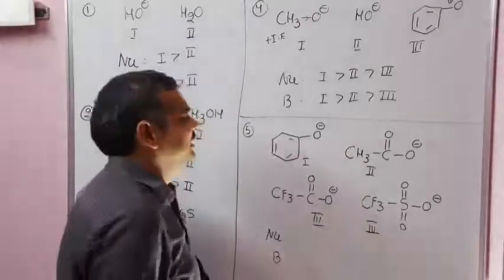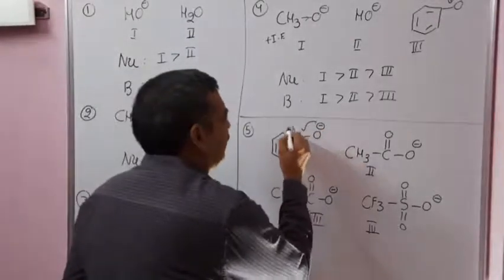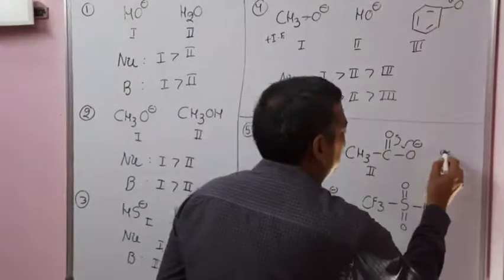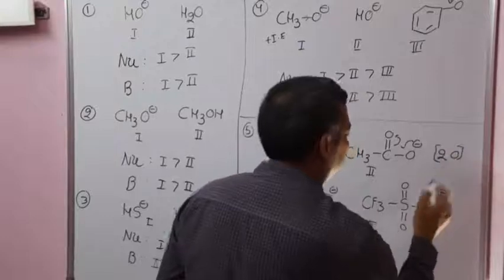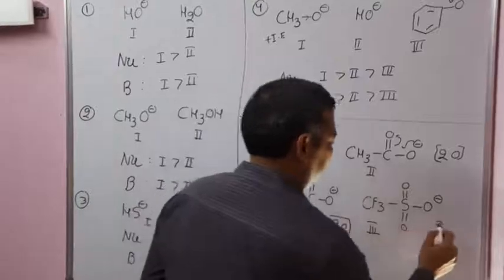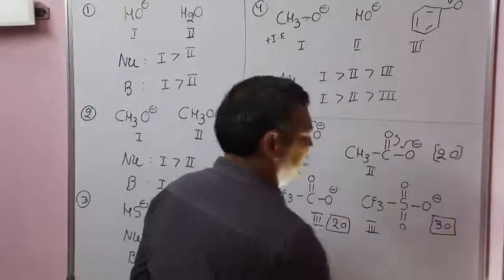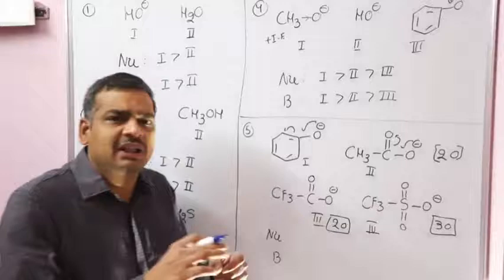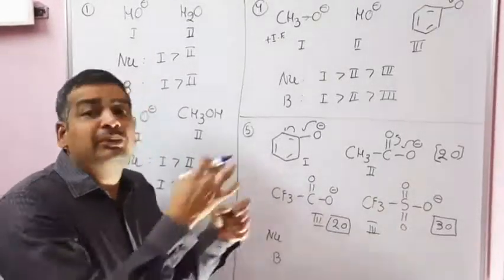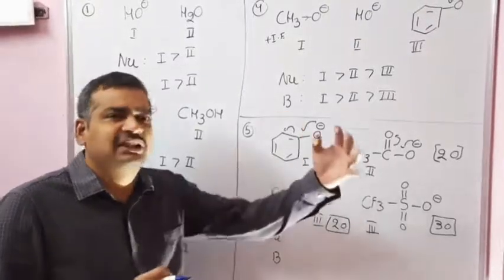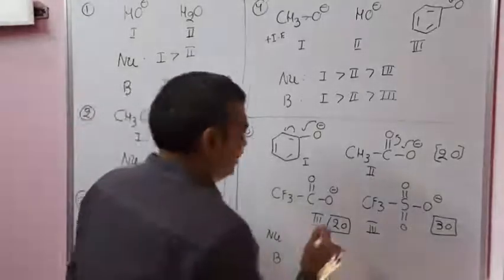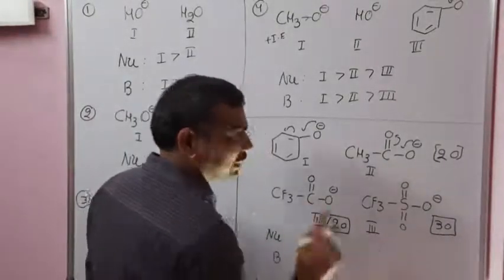Coming to the fifth example, here the central atom is oxygen. The only difference is resonance is possible here. Only one oxygen here, 2 oxygens here, and here also 2 oxygens. If the number of oxygens increases, 3 oxygens, nucleophilicity and basicity decrease. Why? Because each oxygen is involved in the resonance, and that will take some time to overcome the resonance. So always, if the number of oxygens is more, nucleophilicity and basicity are decreased. As a result, the least is 4, where 3 oxygens are there.